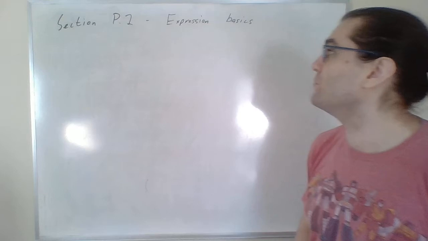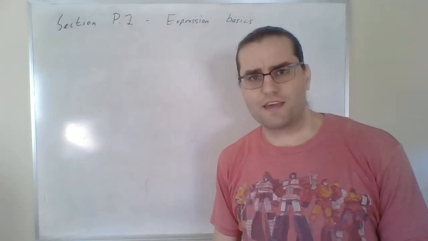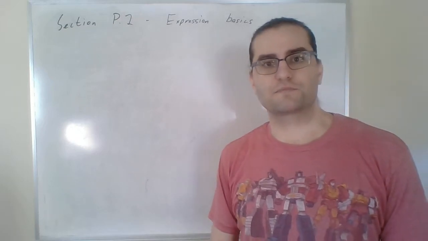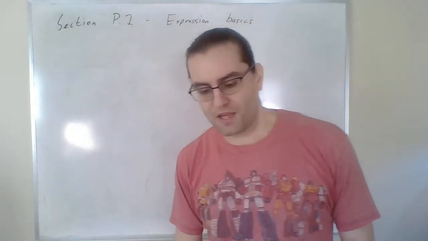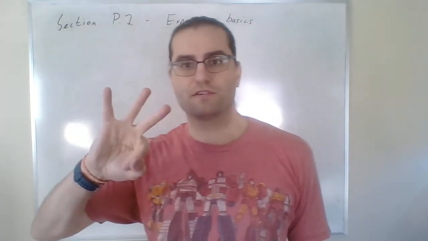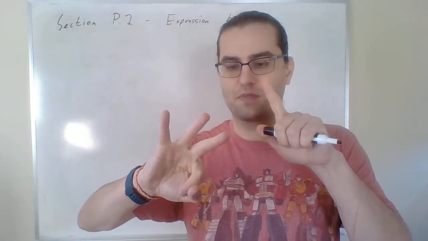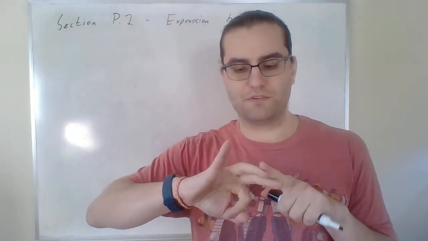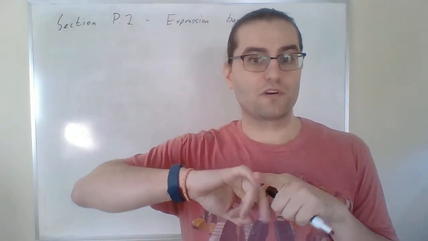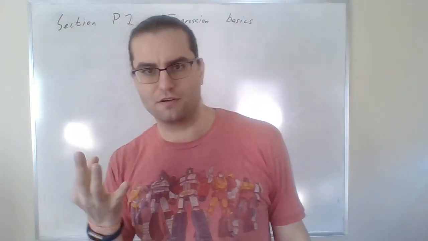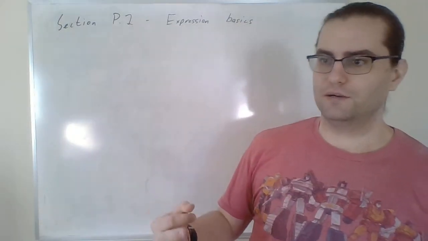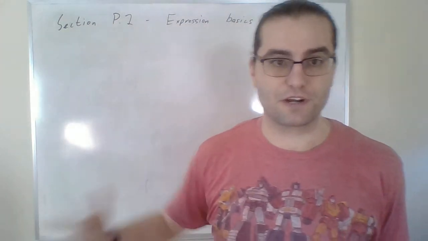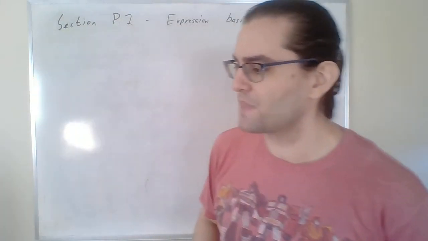We're going to do section P1. I forgot the actual name of section P1, but it is about expressions, so I'm just going to call this expression basics. There are three important things we need to talk about in terms of expressions: substituting values, simplifying things, and order of operations. Hopefully this is all a review for you, but we're going to go through it all anyway, so that everyone has a good idea of where we're starting from, and then we can move on from there.